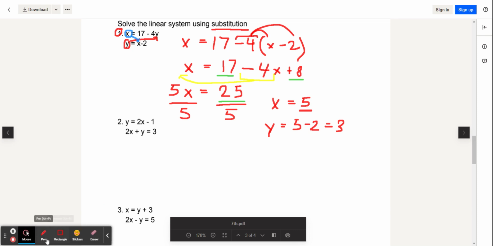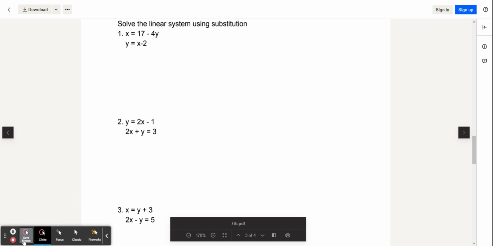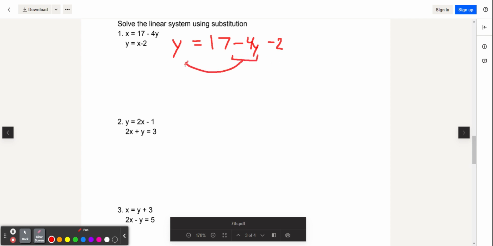Now I'll shortly be showing the other method of doing this, which is basically plugging it in the other way. Instead of plugging y in at the beginning, we plug in x. So y equals, instead of x, we plug in 17 minus 4y, because that's what x is, minus 2. Just like before, move the y over and combine.